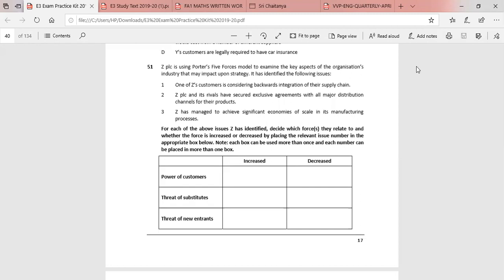For each of the above issues Z has identified, decide which forces they relate to and whether the force is increased or decreased by placing the relevant issue number in the appropriate box below. Note each box can be used more than once and each number can be placed in more than one box.